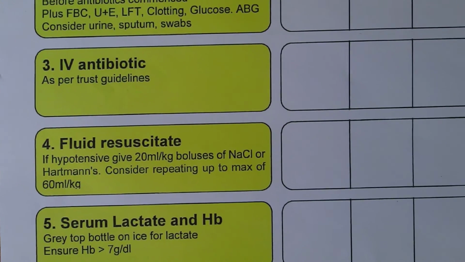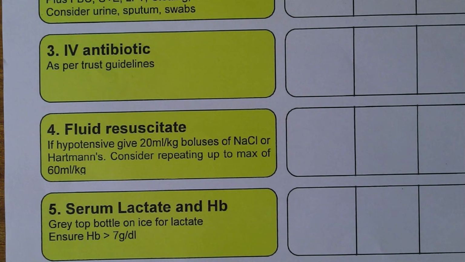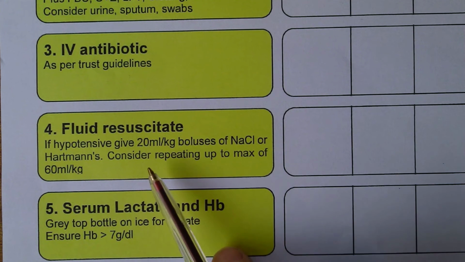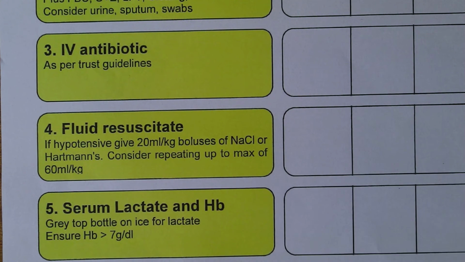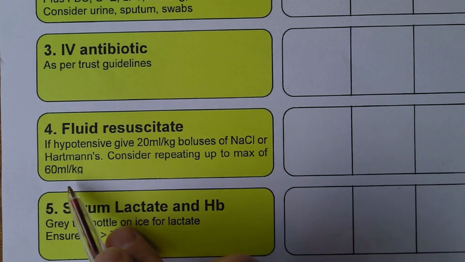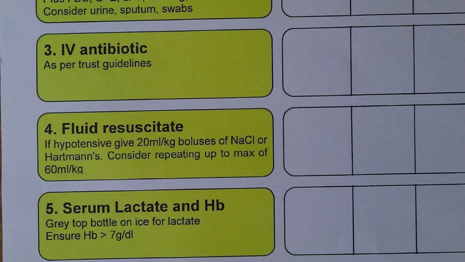Then next, thinking about fluid resuscitation. If patients are hypotensive, give 20 mils per kilogram bolus of sodium chloride or Hartmann's, which is actually quite a lot if you think about it, 20 mils per kilogram of patient body weight. And consider repeating that up to a maximum of 60 mils per kilogram if the patient's hypotensive.